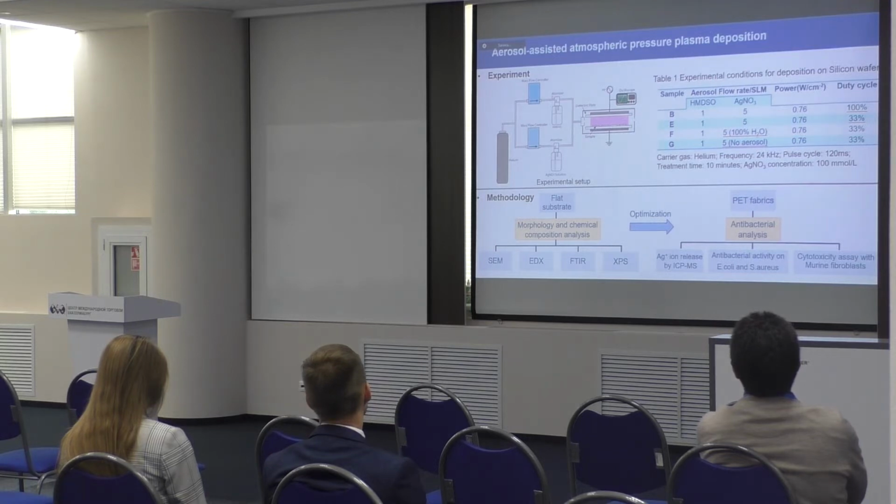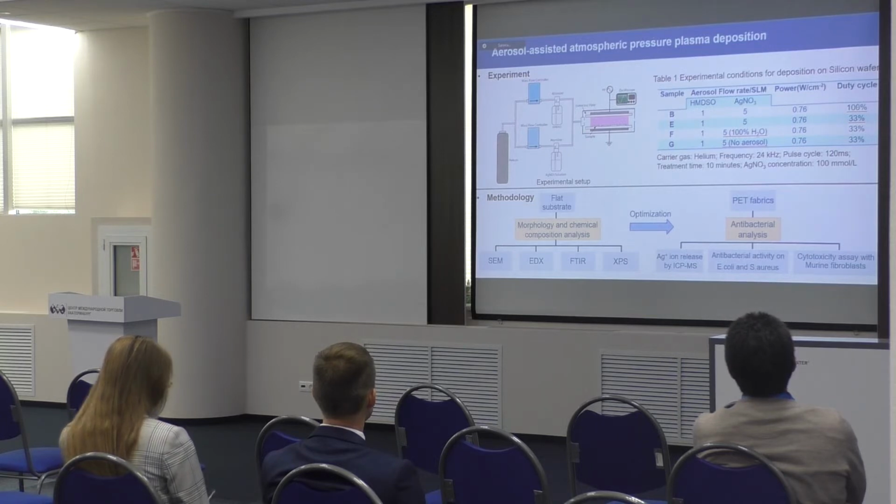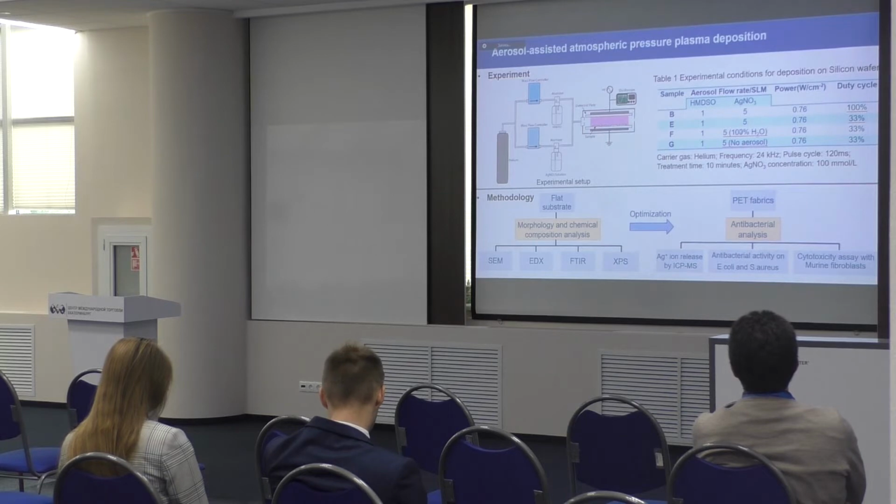In the beginning, we use several silicon wafers as substrates to study the influence of experimental conditions on coatings. The experimental conditions include continuous mode for sample B. As we see, the duty cycle is 100%, and pulse mode for sample E is 33% of duty cycle, and sample F with no cell nitrate in aerosol, and a control sample G with no aerosols. The treatment time in the experiment is 10 minutes, and the cell nitrate concentration is 100 millimole per liter.